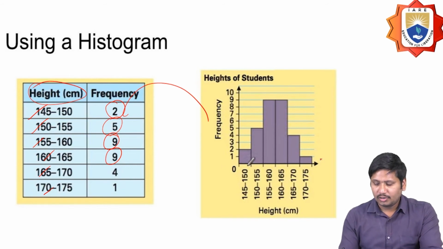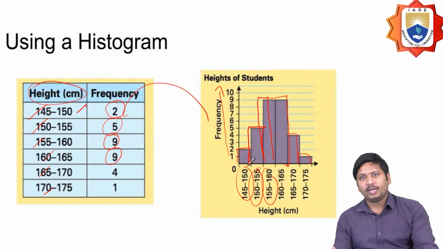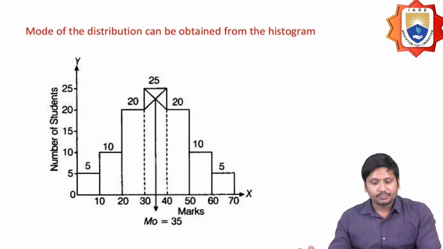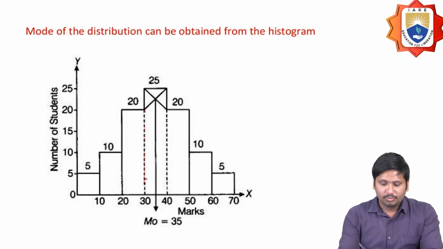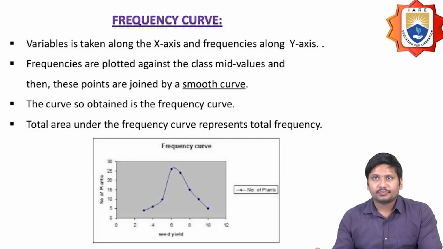So on the x-axis, I take the class intervals I have, and the frequency is taken on the y-axis. For 140 to 145, the frequency is 2. For 145 to 150, how much is it? The frequency is 2, and the next one is 5. The next one is 9, again 160 to 165 is 9, and then 4. Like this I construct the histogram without any gaps between the bars. The mode of the distribution can be obtained from the histogram like this: the middle of the tallest bar is the mode of the frequency distribution.